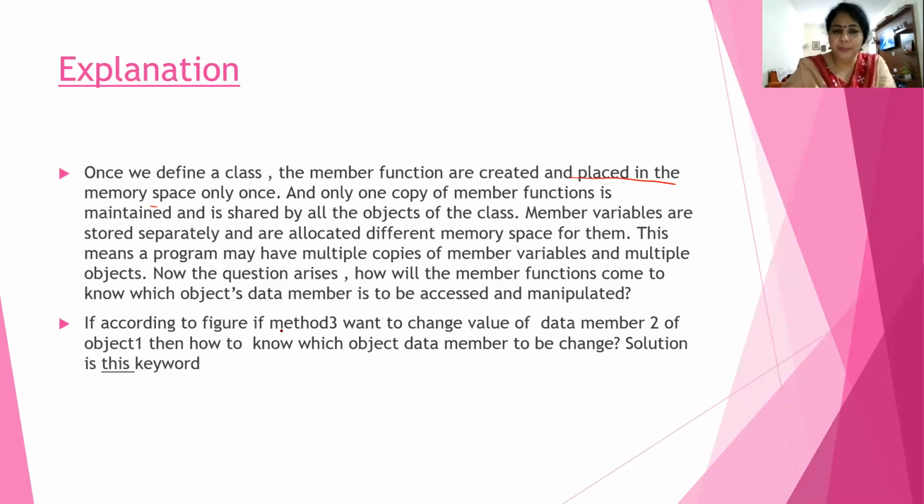Due to multiple copies, the question arises how the member functions come to know which object's data member has to be accessed or manipulated. Okay, for example, suppose method 3 wants to change data member 2 of object 1. So how does it know which object's data member it has to change? So the solution is again the this keyword.